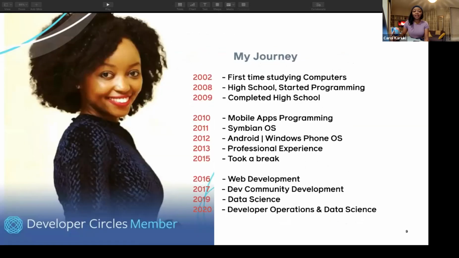And so I will move on quickly to my next slide so that I can keep time. So my journey started around the time where the internet was already there. And I first came across a computer in 2002. I think I was about 10 years old, if I'm not wrong. So that was the first time I came across a computer, and I was very intrigued by it.